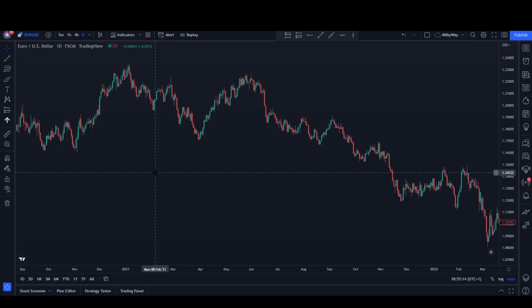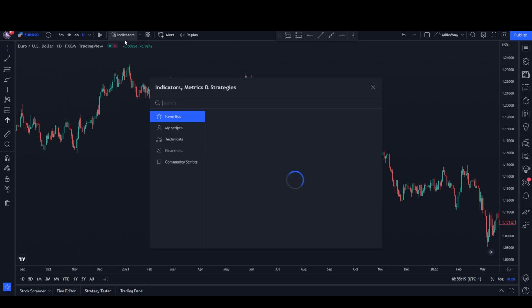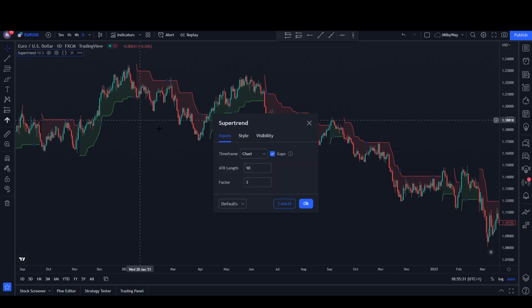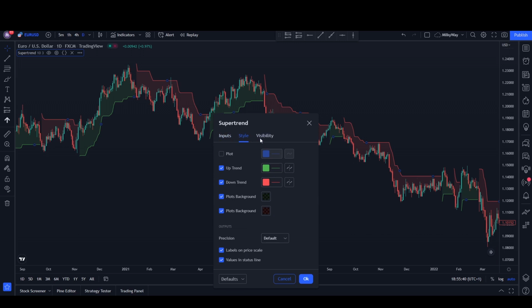All right, so here we are on the charts, guys. EUR/USD on the daily time frame. We're going to go ahead and add the SuperTrend indicator. So it's this one. We're going to keep the default input, the default value. So the length of the ATR is 10, and we've got a factor of 3. Feel free to change the colors. I'm going to leave it for now.